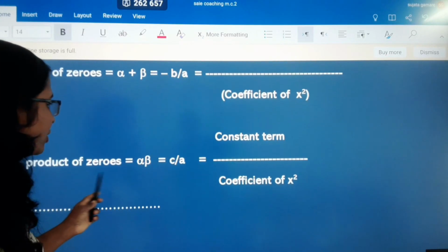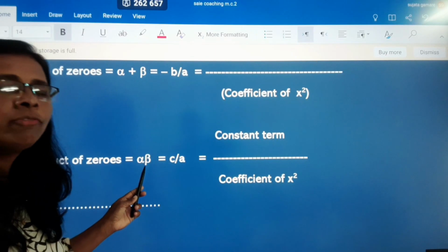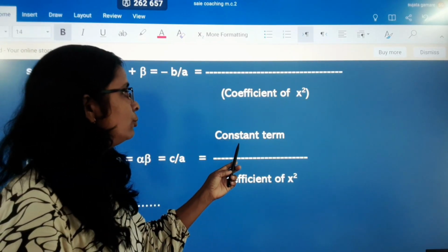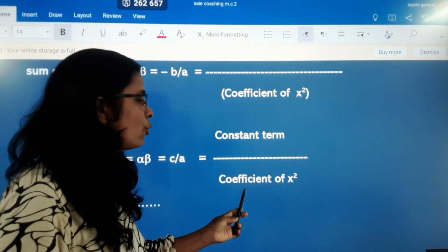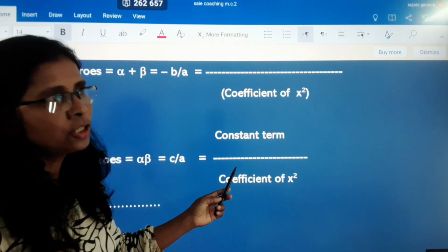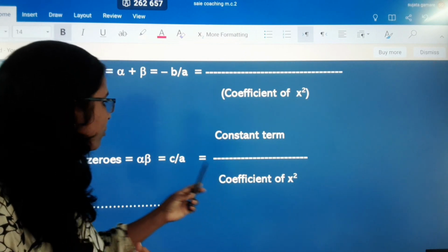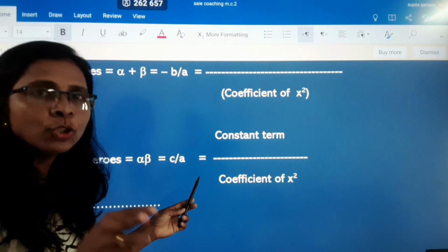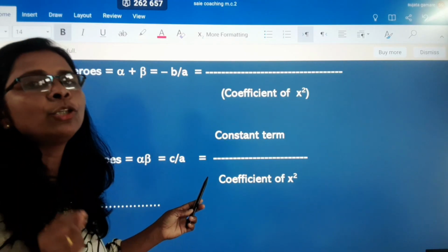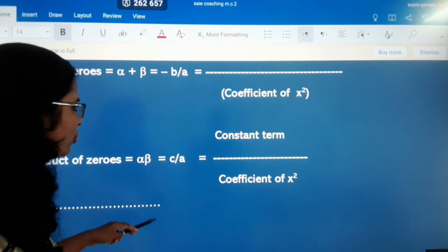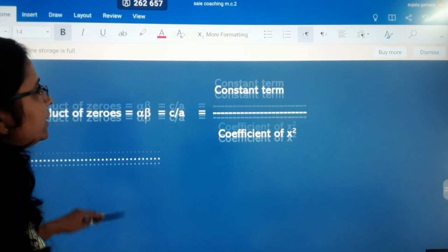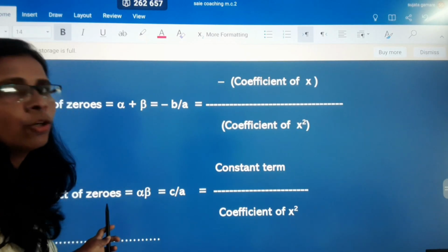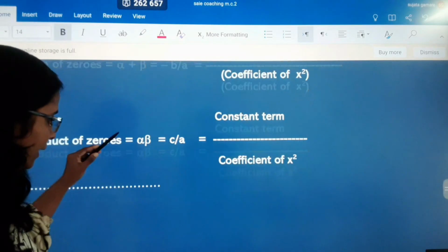Then the product of zeros. The product of zeros is alpha into beta, which is equal to the constant term upon the coefficient of x square. The constant term is C and the coefficient of x square is A. So this way there is a relationship between the zeros of the polynomial and the coefficients of the polynomial. So now we get the formulas for the sum of the zeros and the product of the zeros.